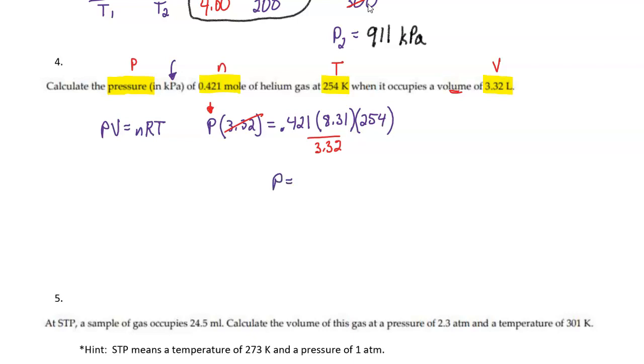So on the calculator, multiply the three purple numbers together, then divide by the red number. The result is 268. What label do you use for the pressure? We're specifically told in the problem to use kilopascals.